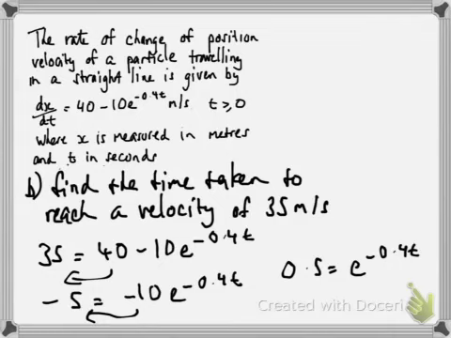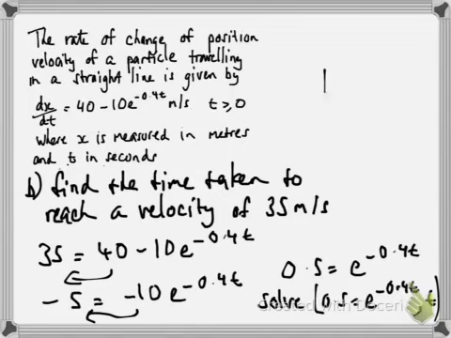I could even convert that to log form if I wished. But I'm quite happy there for you now to go solve. You can use x or t, it doesn't matter. 0.5 equals e to the power of negative 0.4t, comma t. And you should be able to get your answer there. And to 2 decimal places, it's 1.73 seconds.